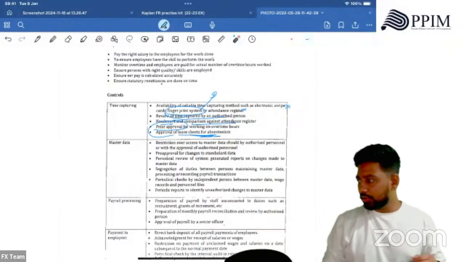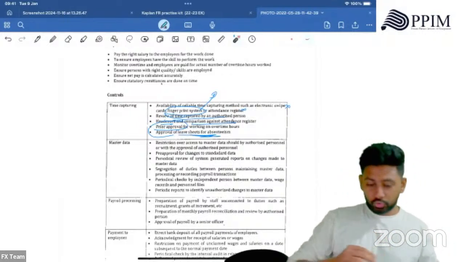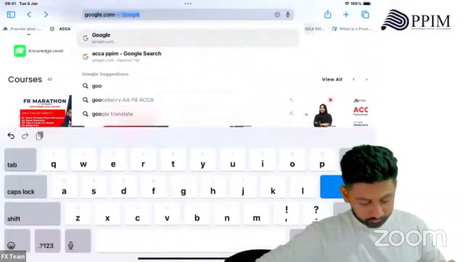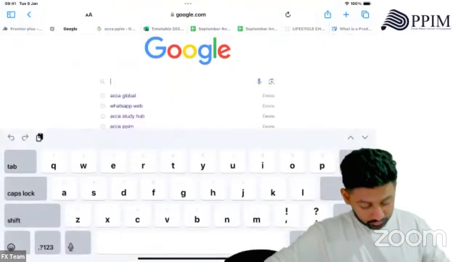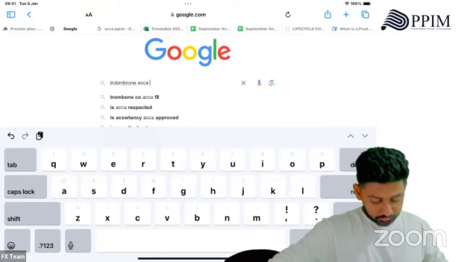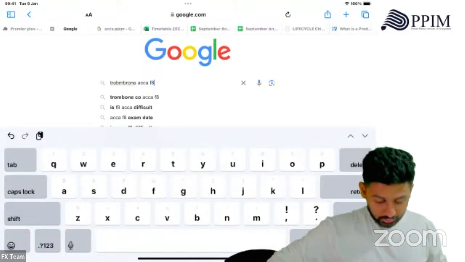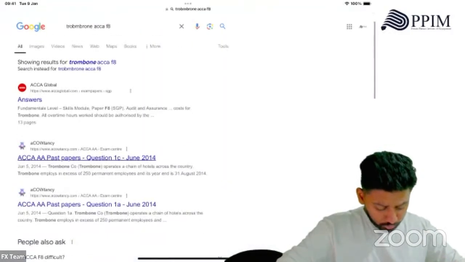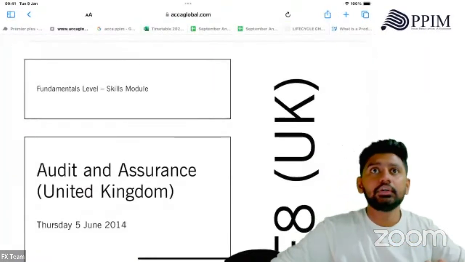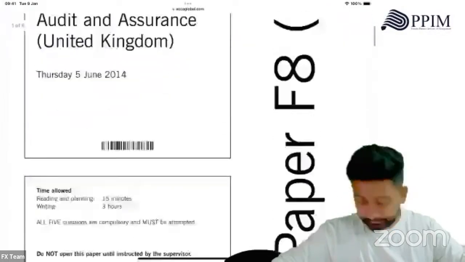So can you send all the internal control system notes, please? That is my notes. You want my notes? My notes should be there, no? My notes should be there in the LMS.